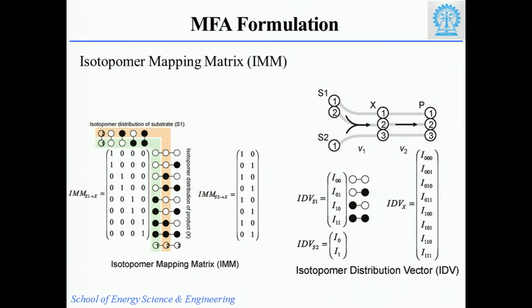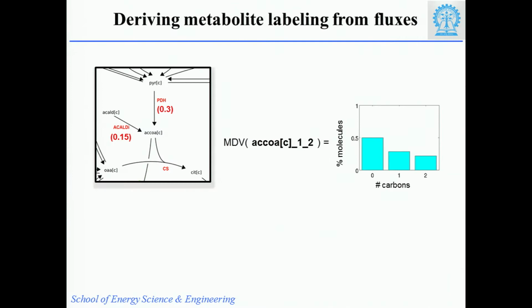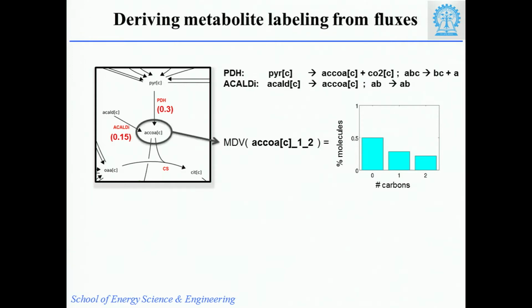The idea is that I want to calculate the IDV for all the metabolites inside the cell, and if I know the IDV for the substrate, slowly you can calculate it for all the metabolites. This way, once you know the MDV for the reactant, you can calculate the MDV for all the metabolites inside the cell, because the MDV you have to compare with the experimental data. And this is only possible because we know the atom transition matrix.